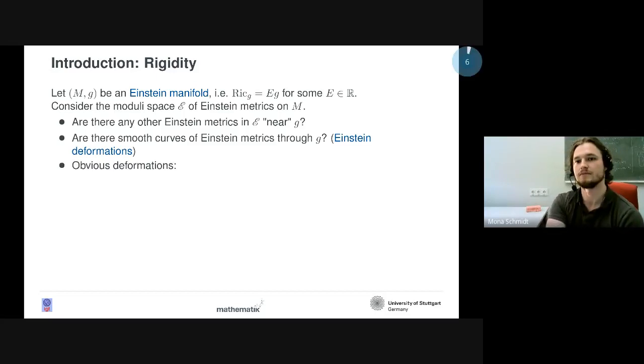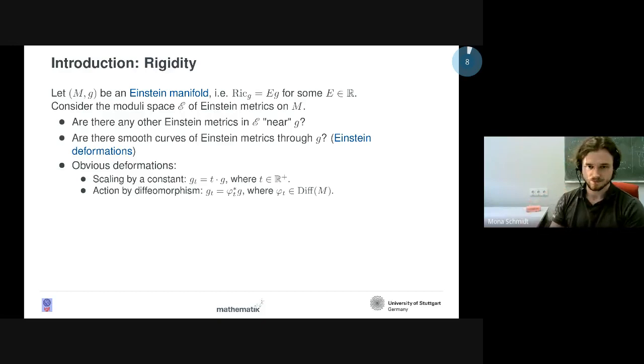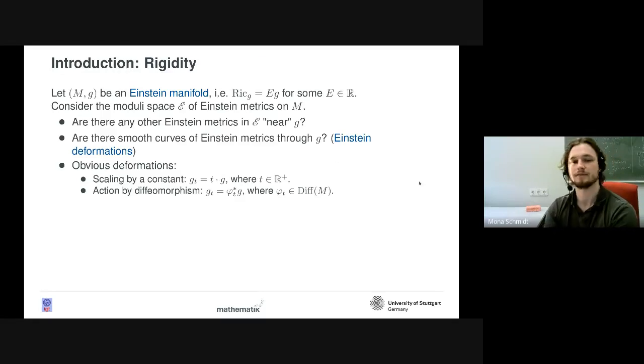There are some obvious ways to deform an Einstein metric. For example, one can just multiply it by some positive real number. It will still be a Riemannian metric, it will still be Einstein, but that's not really interesting. What we can also do is take a curve of diffeomorphisms and pull back our original metric by these diffeomorphisms, and this will yield a curve of Einstein metrics, because this equation is diffeomorphism invariant.